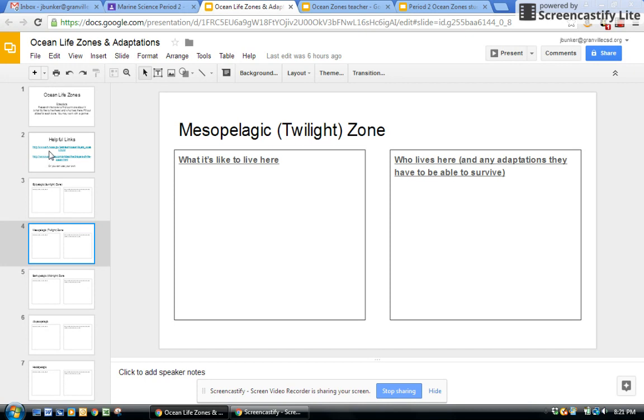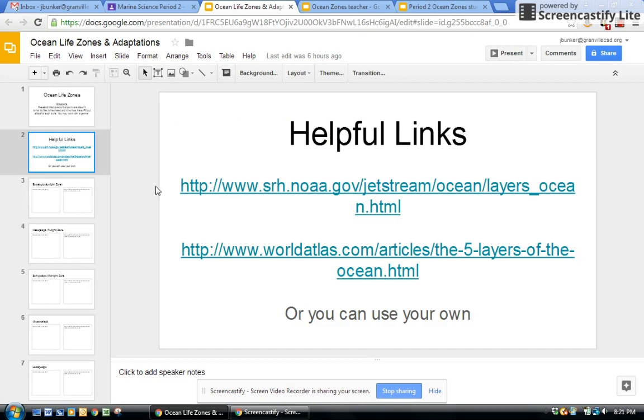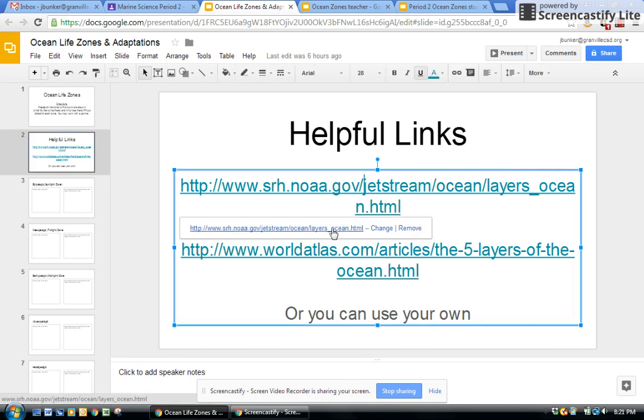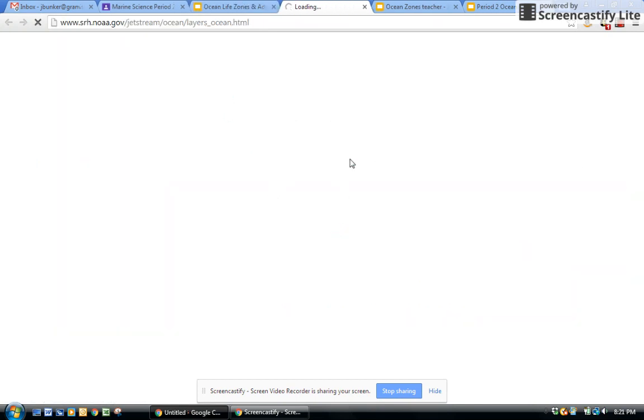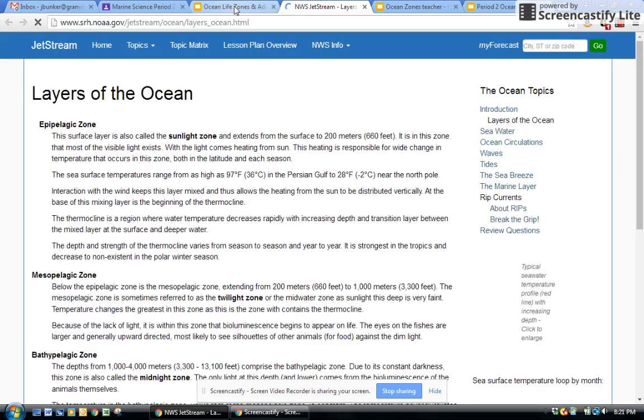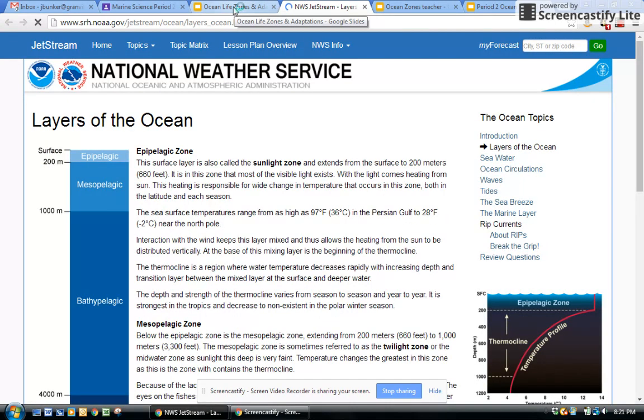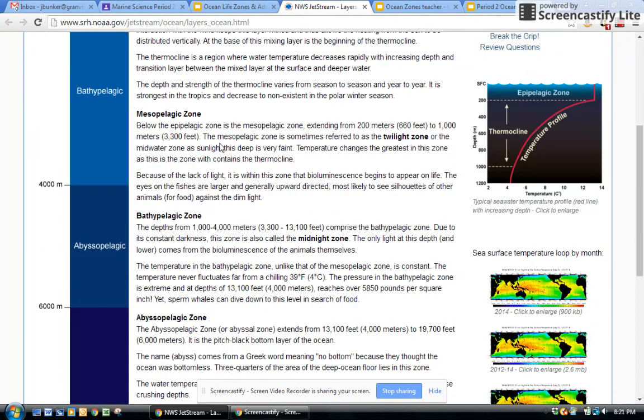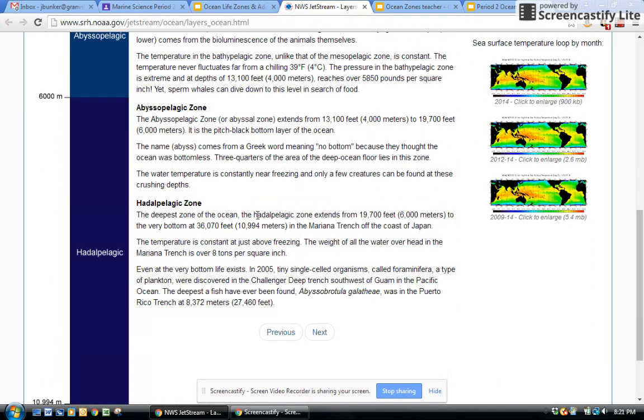If you go back to slide 2, which I skipped over, I did put a couple links here. So you should be able to click on them and then click on the link there in blue. It'll take you to the website. Feel free to use your own websites. These are just 2 I found that gave a little bit more information than what I went over. So go ahead and take a look at these. Goes right down to the different zones.